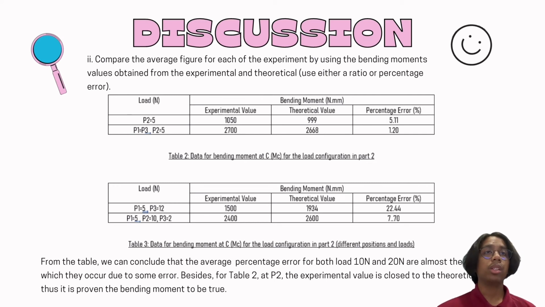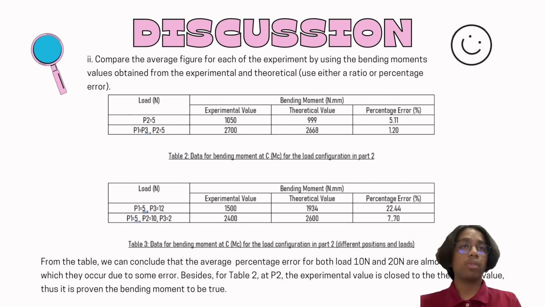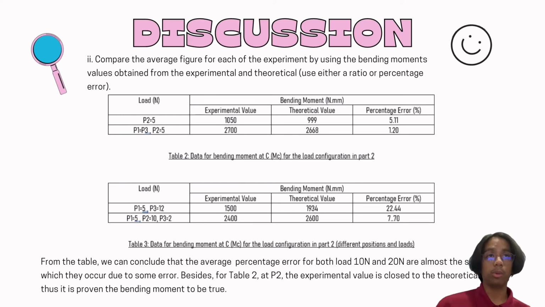Okay, for table 3, the load for P1 is equal to 5 and P3 is equal to 12 Newton. The experimental value that we get is 1500, while the theoretical value is 1934. Okay, by using still the same formula, the percentage error that we get is 22.44%. This is quite big actually.